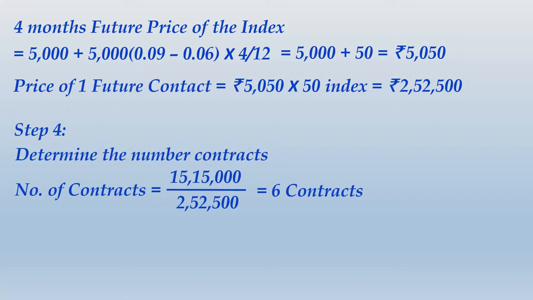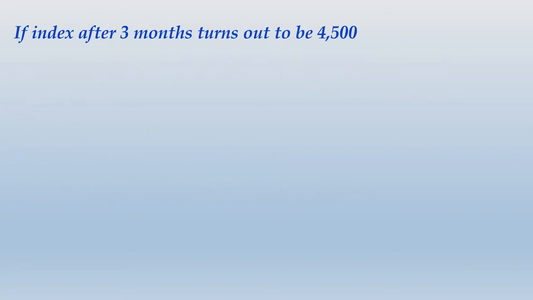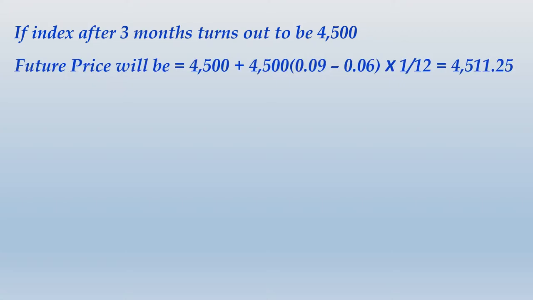Alright friends, once you have completed this part, let us move ahead. And after 3 months, if the index turns out to be 4500, how would you find the gain? Now again, this is the index value, that is the current index value. Don't forget, the index futures contract had the total maturity period of 4 months. 3 months have passed, so 1 month remaining maturity.